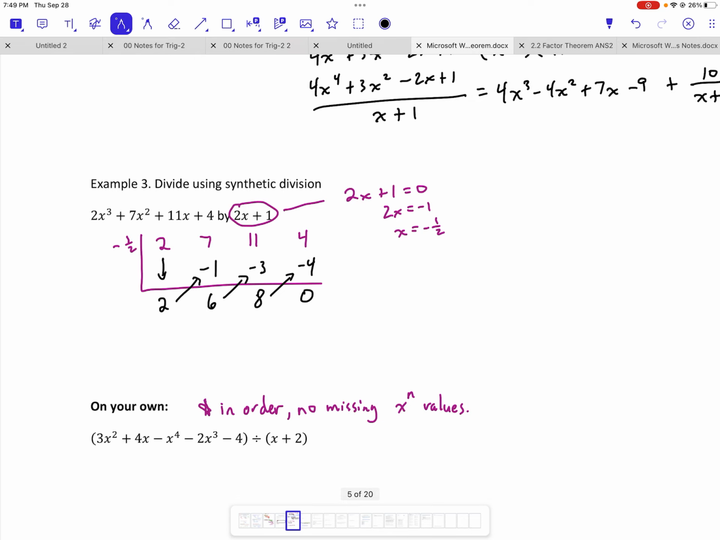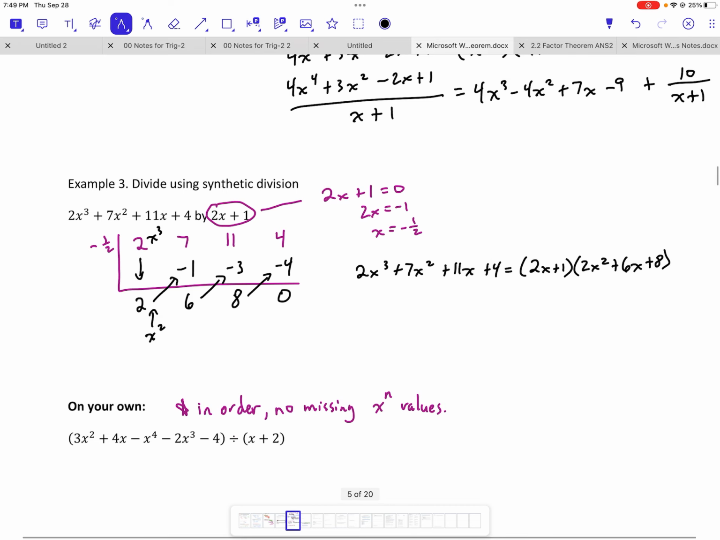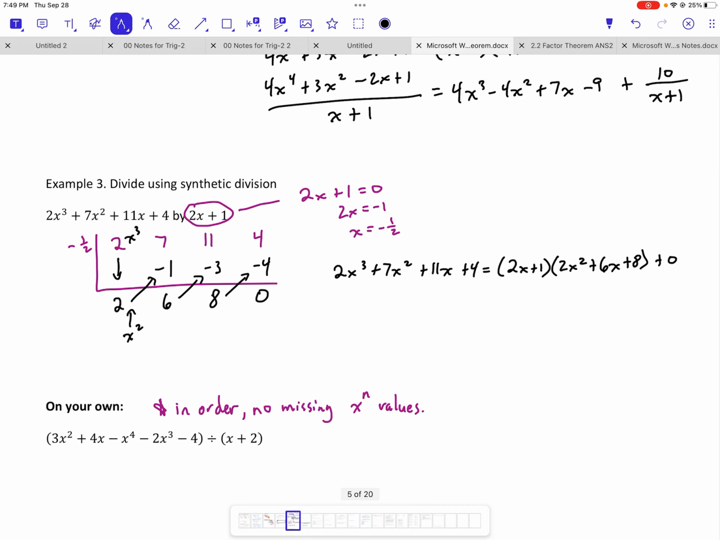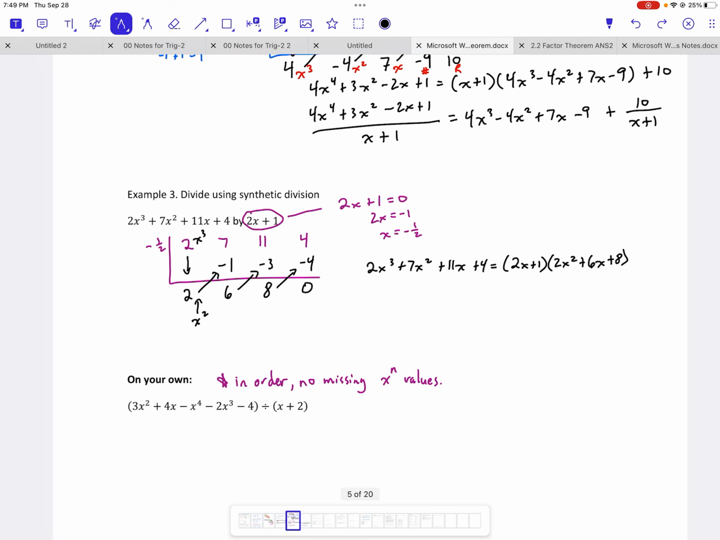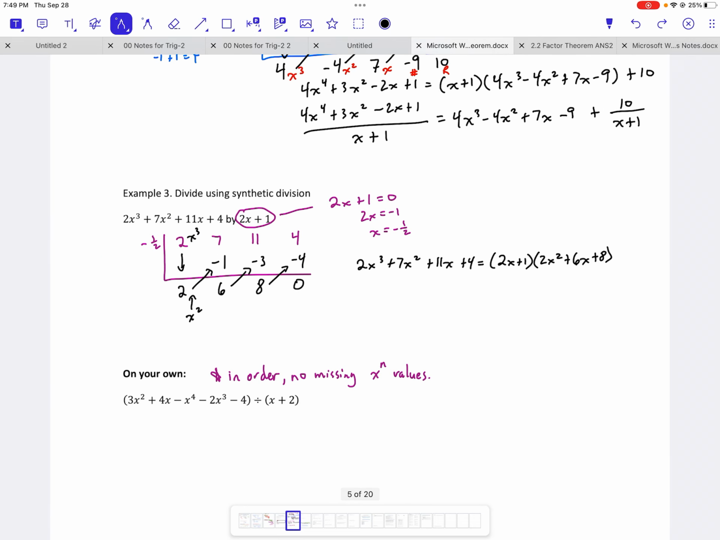Let's state the product form again. So it's 2x cubed plus 7x squared plus 11x plus 4. We divide it by 2x plus 1. What we're left with, remember this is 1 less, so this was x cubed, which means now we have x squared here. So that's 2x squared plus 6x plus 8. And we could say the remainder is 0, but we don't need to. So it doesn't even exist, the remainder. It's a beautiful 0.